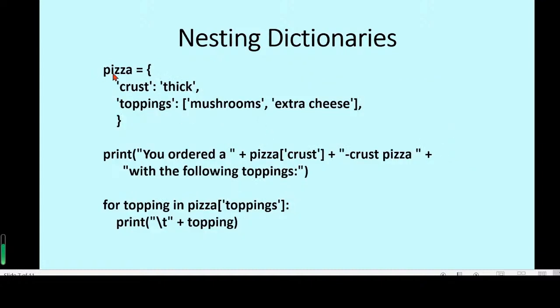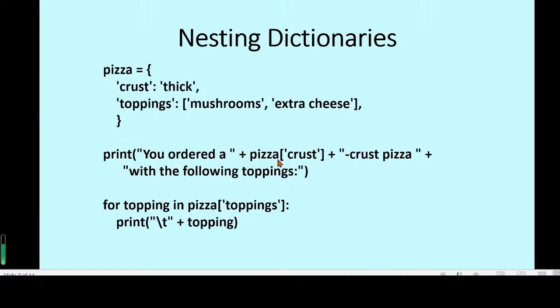So we make a pizza dictionary. Inside this dictionary there are 2 keys called crust and toppings. For the crust, there is only one value. But for the toppings, there is a list of values. Next, we can print out information.